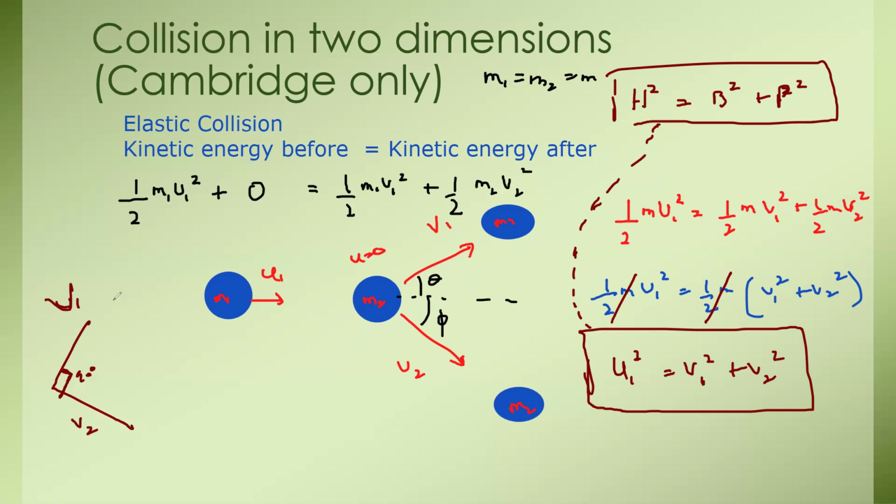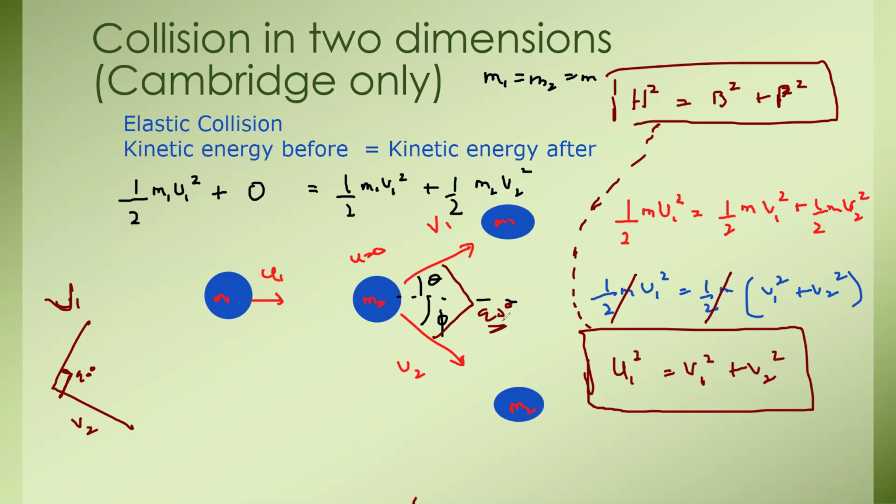So whenever there's an elastic collision between two identical masses, and one of them is stationary, those are the two conditions: identical masses, and one of the masses is stationary. If the collision is elastic, the angle between the final velocities will always be 90 degrees. If it is not 90, it means the collision is inelastic. Is it clear, this concept of the elastic collision and how we can relate it in two dimensions?